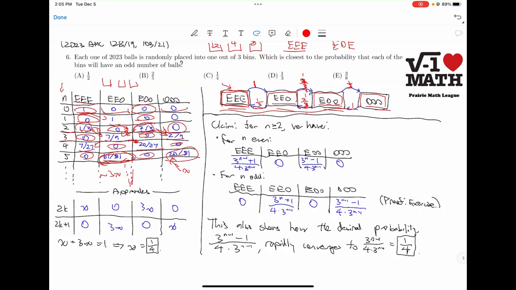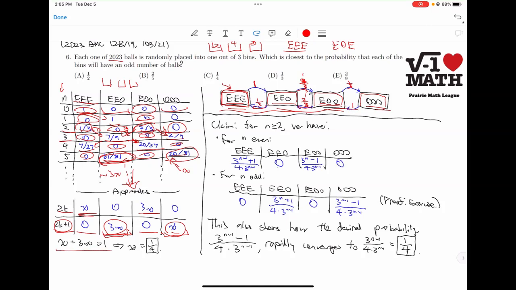If we generalize this, we say that for 2k balls, an even number of balls, the probabilities are approximately x and 3x for some number x. And for 2k plus 1, an odd number of balls, it's approximately 3x and x. So in particular, 2023 is an odd number. So the probability of having 2 evens and 1 odd is approximately 3x, and the probability of having 3 odd balls is approximately x. Wait, this is approximately 3x, yeah. Approximately 3x and approximately x.